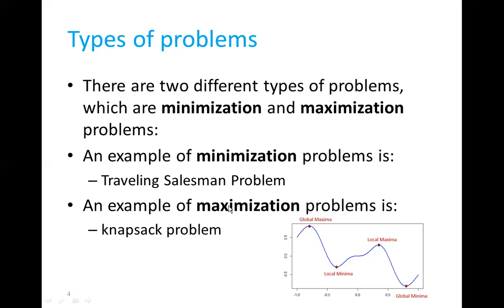On the other hand, we have a maximization problem. For the maximization problems, we have a set of solutions also, but we are looking for the global maxima, which is the optimal solution for this problem. And an example of this problem is knapsack problem. We will discuss this problem today also.